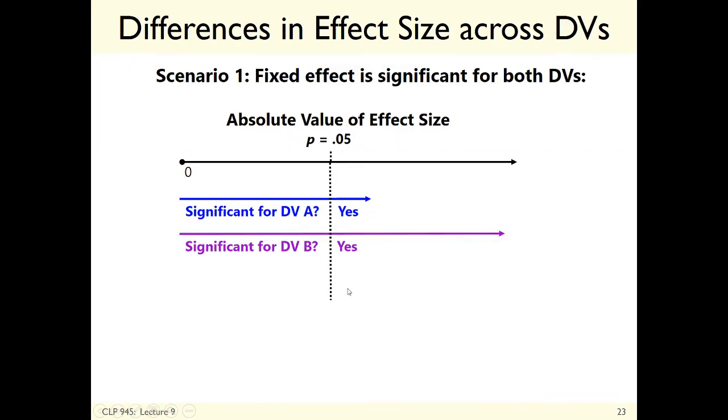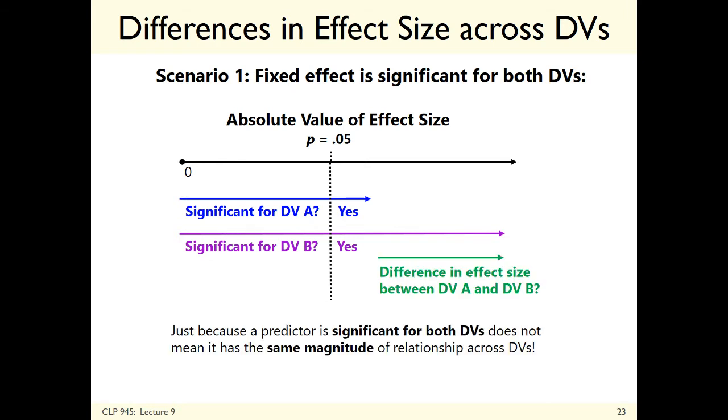So how do we test differences in effect size, and why would you? Let's say that we have the arbitrary line in the sand that divides effect size here, where 0 is meaningless, and any effect size that's past this arbitrary line is important and paper-worthy. Let's say that I have a fixed effect for DVA that is significant, and a fixed effect for DVB that is significant. Does that mean that those effects are the same? Not necessarily.